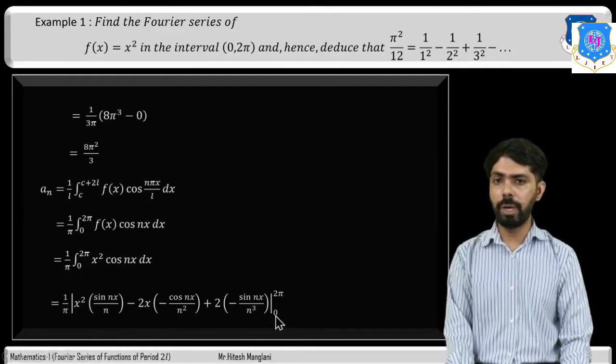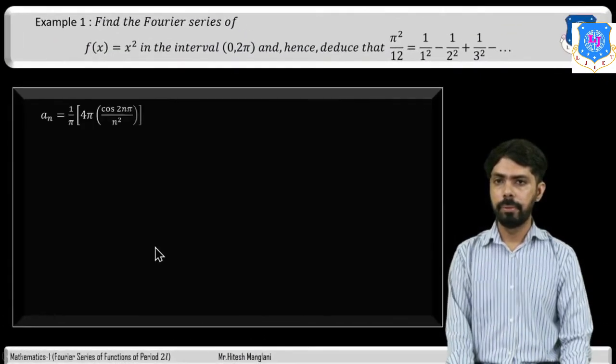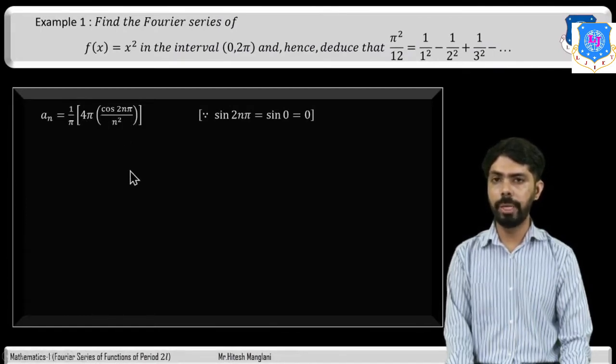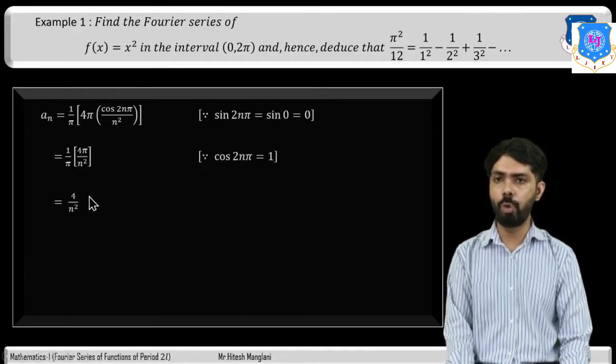So if we apply the lower limit, replacing x by 0, the first term will be 0, and here if we replace x by 0, the second term will be 0, and sine 0 will be 0, so the lower limit will be 0. So here it will be 1 divided by pi into 4 pi into cos 2n pi divided by n square, and the value of cos 2n pi is 1, so it will be 4 pi divided by n square into 1 divided by pi. If we simplify this result, it will be 4 divided by n square, because pi cancels out.